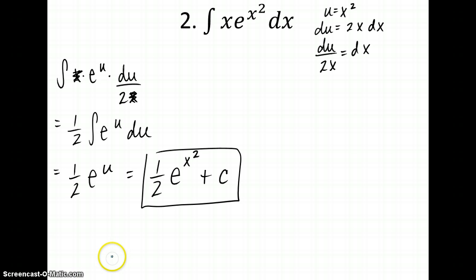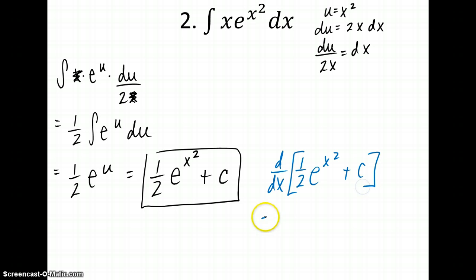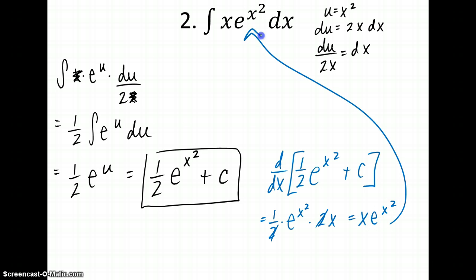Now remember, with any indefinite integral, we can check all our answers by deriving the solution. So 1/2 is a coefficient that stays put. Now the derivative of e to the u is itself times the derivative of the exponent. The derivative of c is 0. These two 2's cancel, and we do in fact end up with the original integrand.